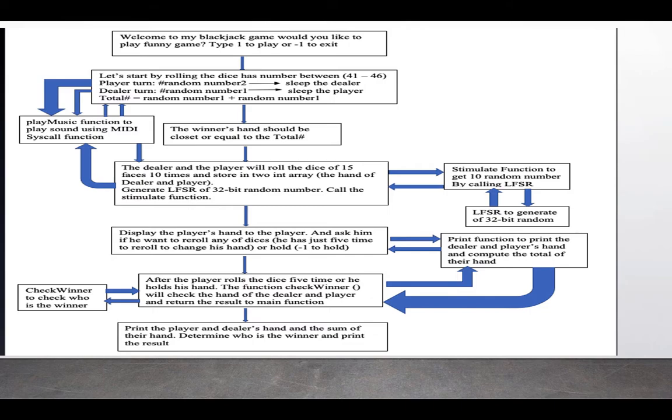The player has just 5 times to reroll any dice of his hand or to hold. If he rolls the dice 5 times or he enters -1 to hold, the game will display the player and the dealer hand, also the sum of their hand, and then the game will call the check winner function to check who is the winner, and the game finally will print who is the winner.